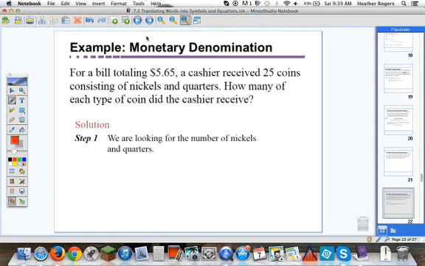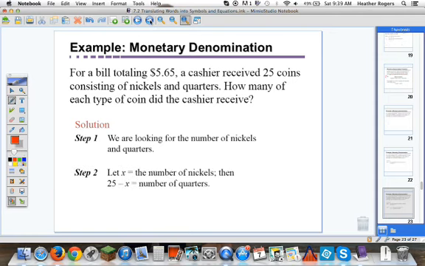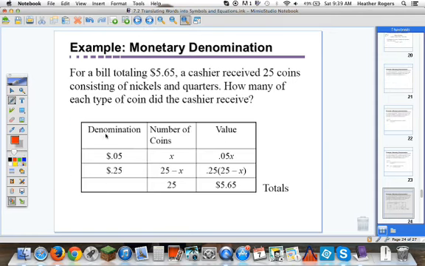We're going to create a table that looks like denomination, number of coins, and value. We take the denomination, how much each coin is worth. We have our nickels, we have our quarters. Our nickels are worth 5 cents. Our quarters are worth 25 cents. How many of each coin do we have? I kind of skipped a little bit forward. We know that there are 25 coins.